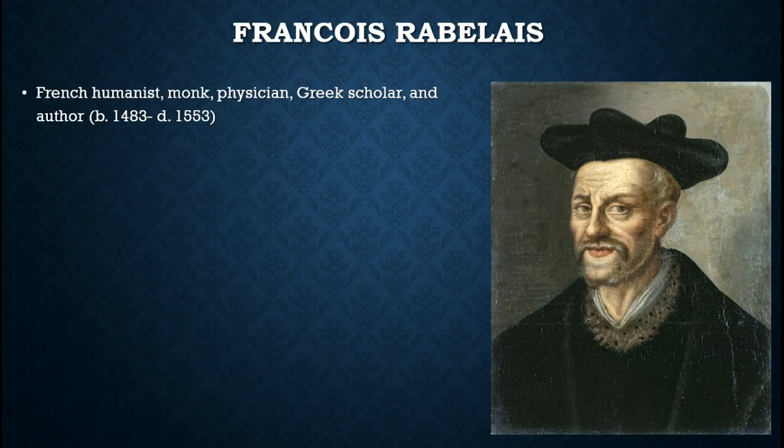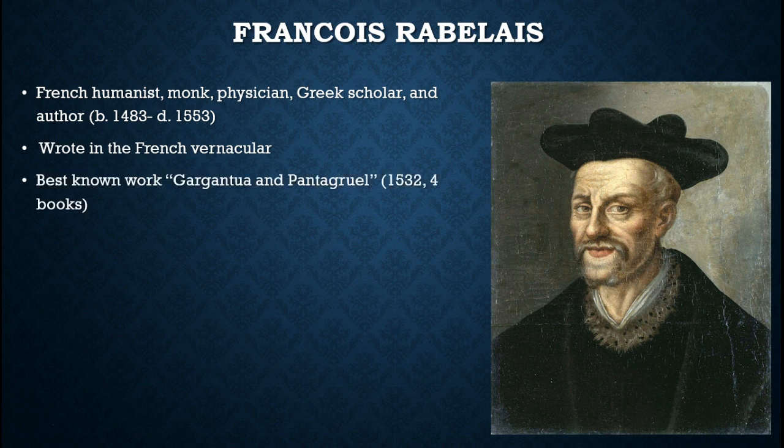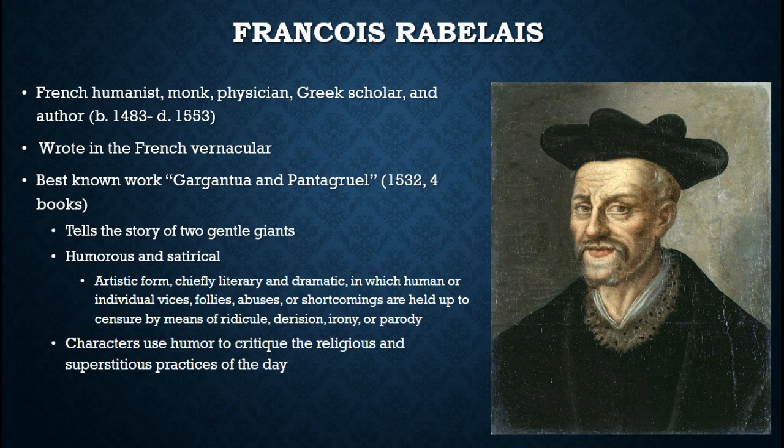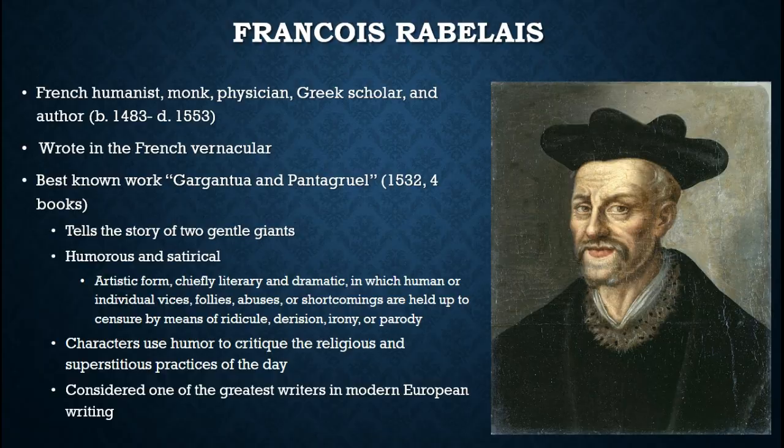French humanist, monk, and scholar Francois Rabelais was another influential Northern Renaissance author. He wrote in the French vernacular or common language, and his best-known work is Gargantua and Pantagruel, which tells the tale of two gentle giants. The book is both comical and satirical, criticizing the religious and superstitious practices of the day. His expert use of satire, or literary technique using irony and ridicule to highlight the vices and shortcomings of society, make his work one of the greatest in modern European writing.